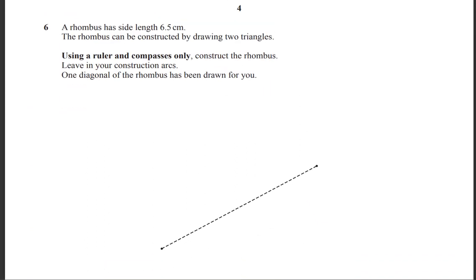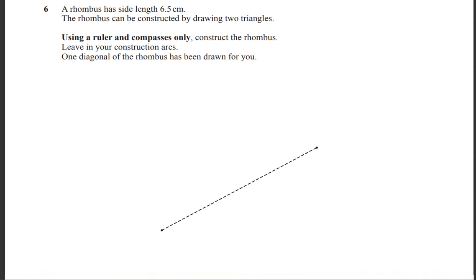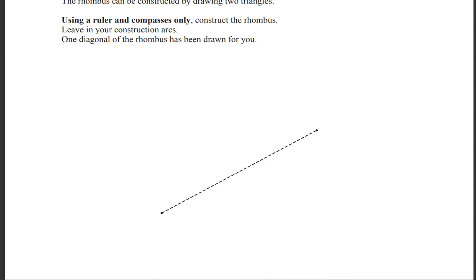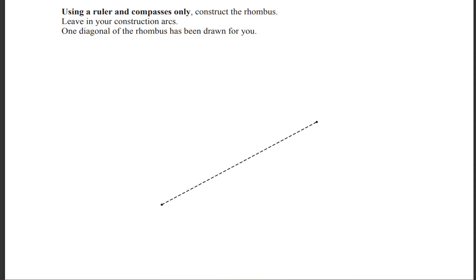A rhombus has side length 6.5 centimeters, and the rhombus can be constructed by drawing two triangles. Using a ruler and compasses only, construct the rhombus and leave your construction arcs. And this is one diagonal. Okay, here I'm going to draw a draft for you. If this is the diagonal, where will be the other diagonal? The other diagonal should be perpendicular to it like that.